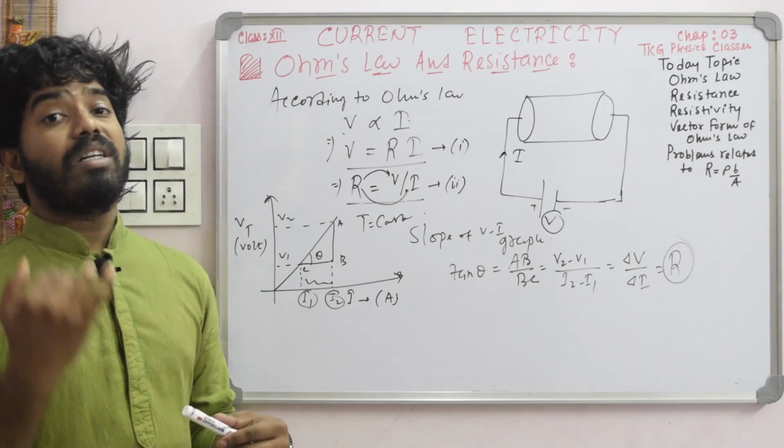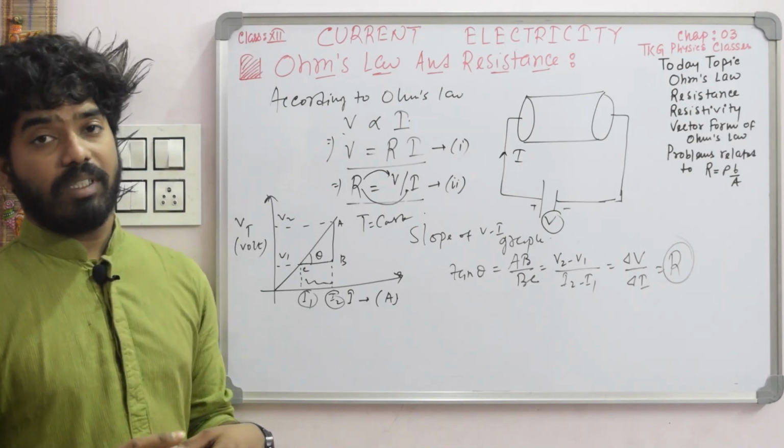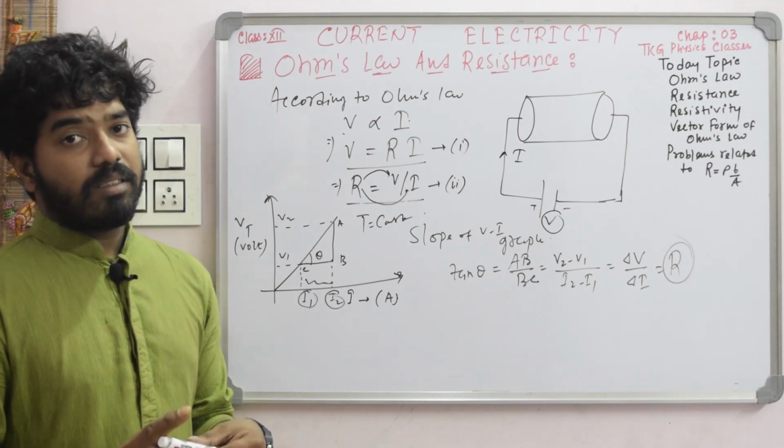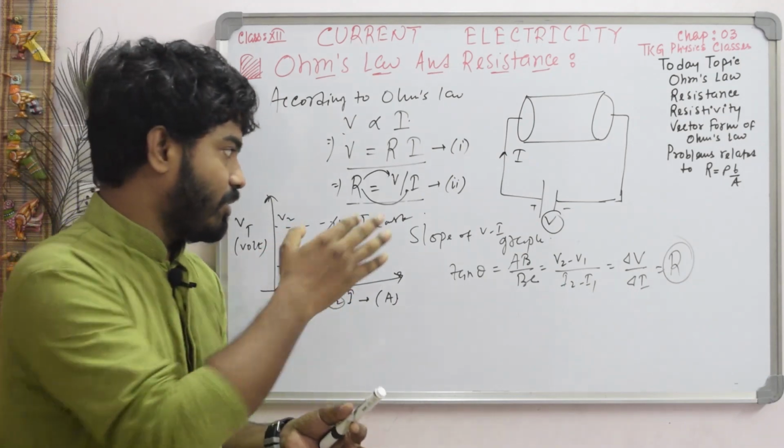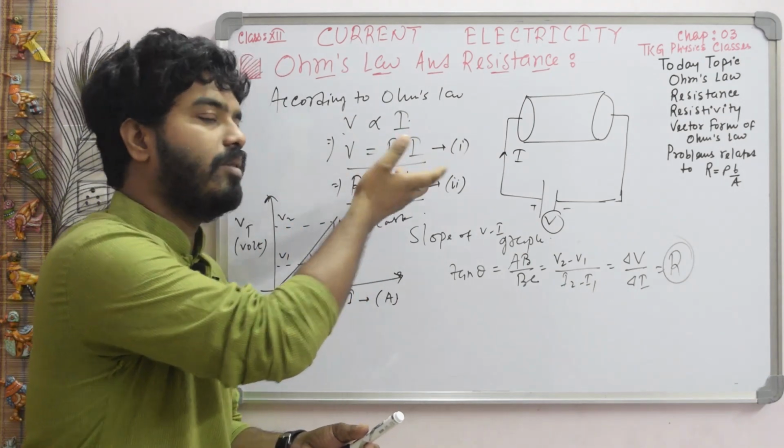Now the question is, what is resistance? What is the definition of resistance? Resistance is defined according to this formula, that is V by I.